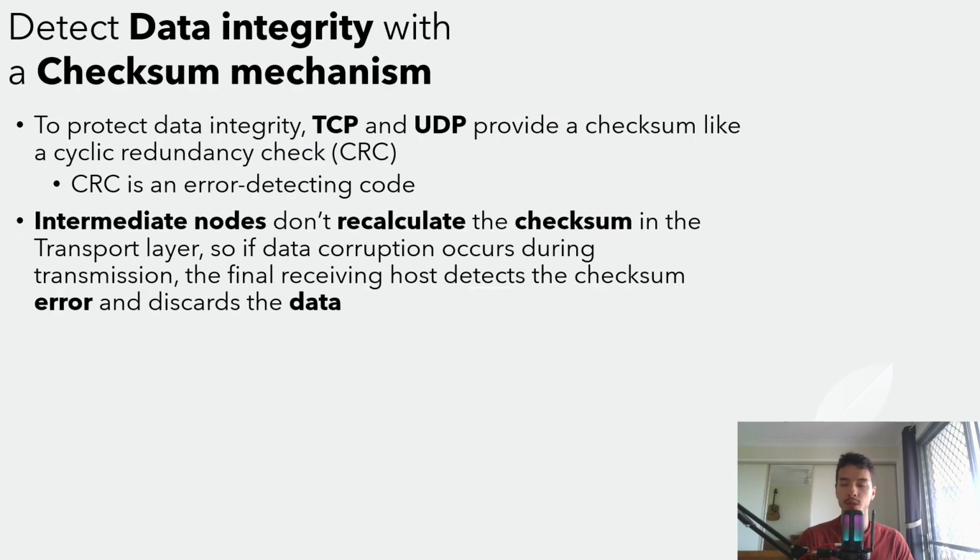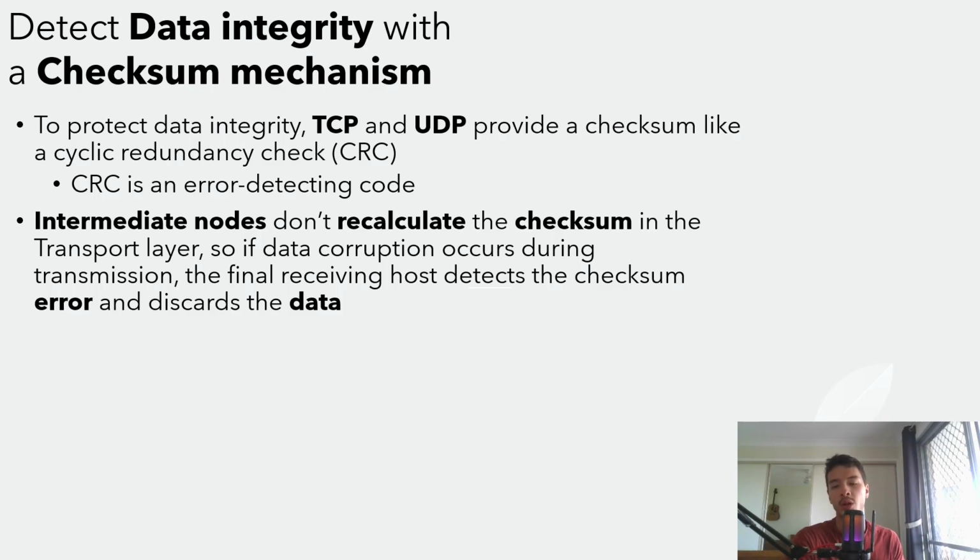So detect data integrity with a checksum mechanism. To protect data integrity, TCP and UDP provide a checksum like a cyclic redundancy check, CRC. We've gone over this before, which is an error detecting code. In the previous videos, we went over this, so you can check them out. Intermediate nodes don't recalculate the checksum in the transport layer.